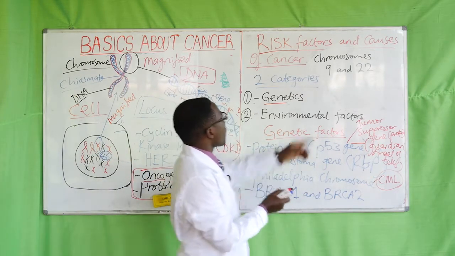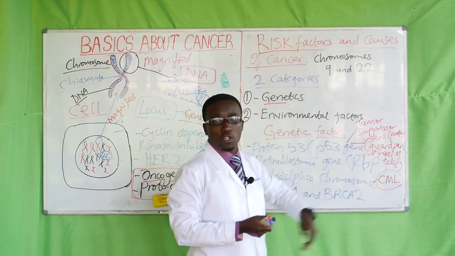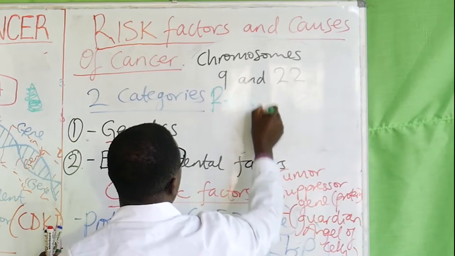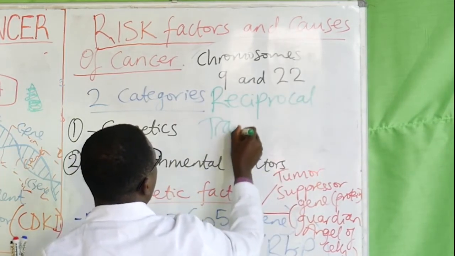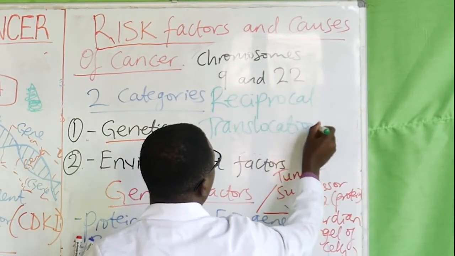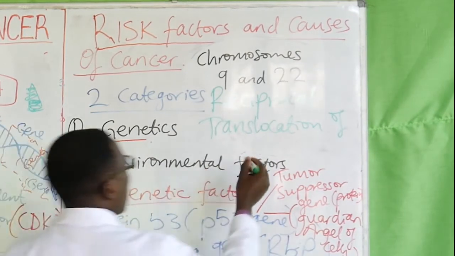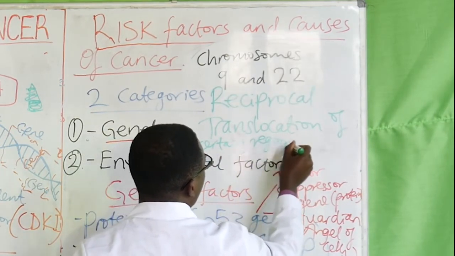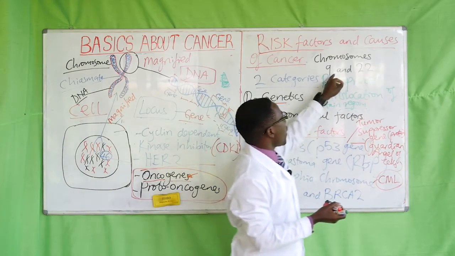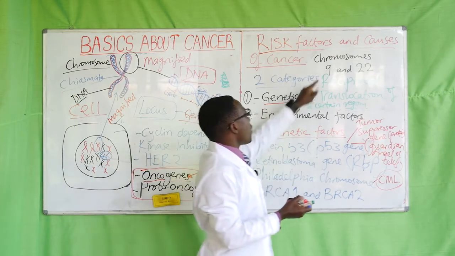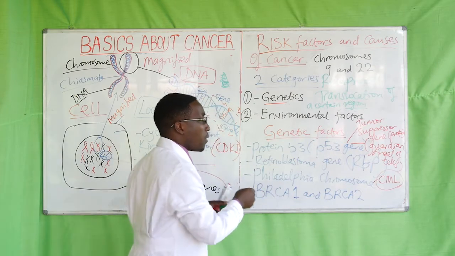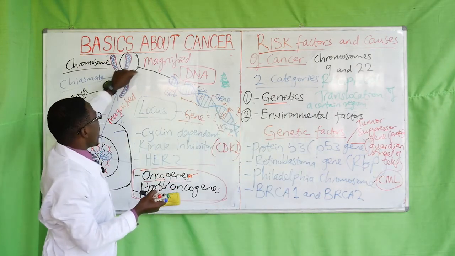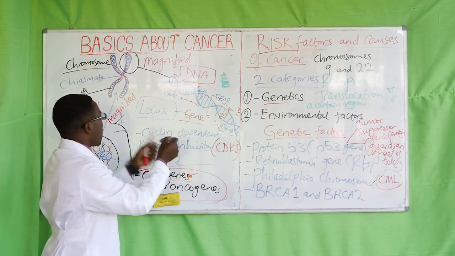So the Philadelphia chromosome results from reciprocal translocation of a certain region of the chromosome between chromosome 9 and 22. So there's an exchange. There's no exchange, actually. Chromosome 9 usually loses a certain point, a certain component, like the way this arm can break off. This is what happens.